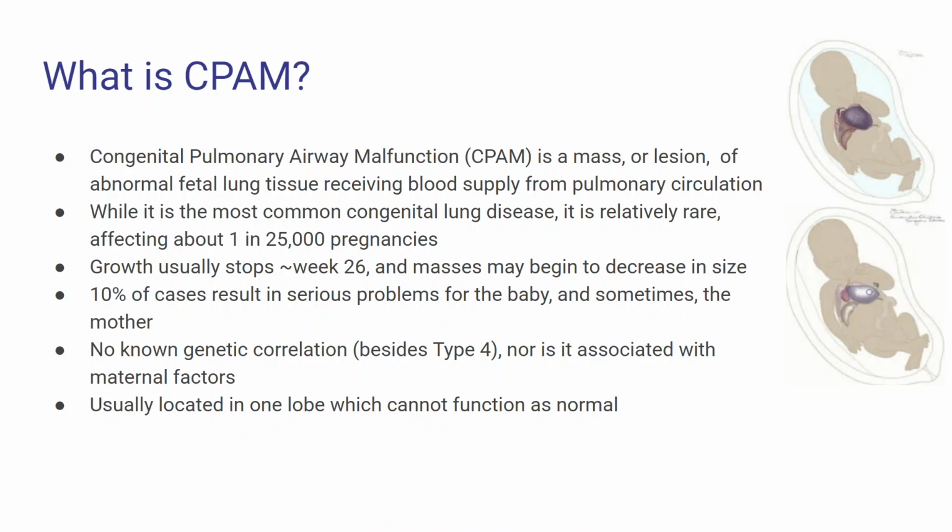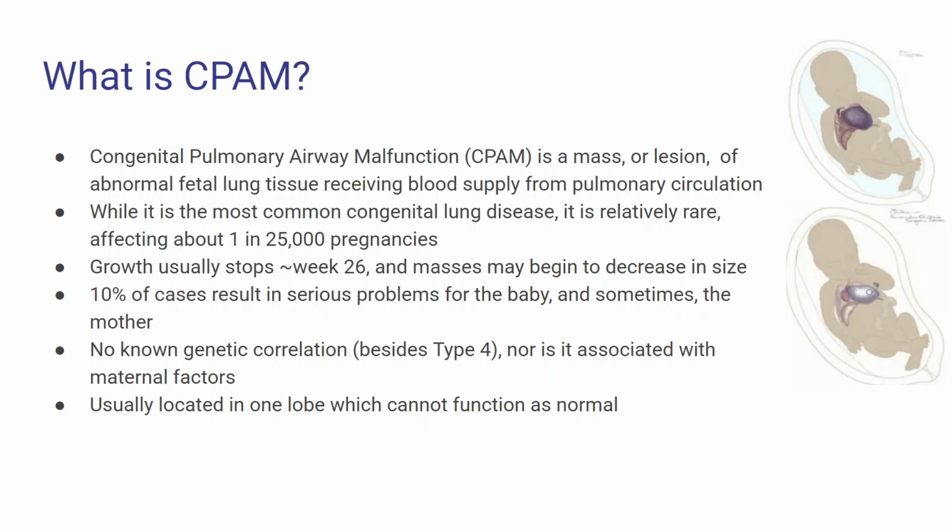So what is CPAM, or congenital pulmonary airway malfunction? CPAM is a mass or lesion of abnormal fetal lung tissue which particularly receives blood supply from pulmonary circulation. While it's the most common congenital lung disease, it's relatively rare, affecting about 1 in 25,000 pregnancies. This is usually early growth that stops around week 26, and masses may also begin to decrease in size on their own. So continual monitoring is relevant.